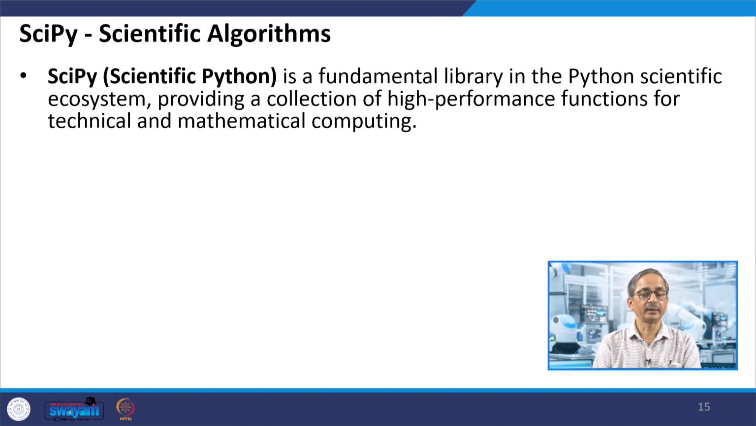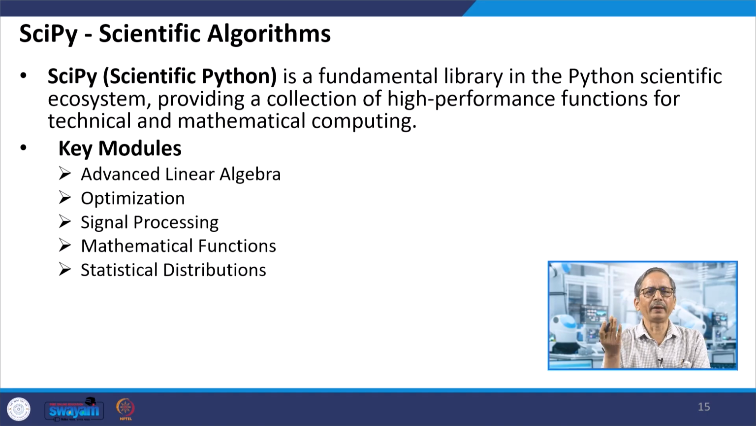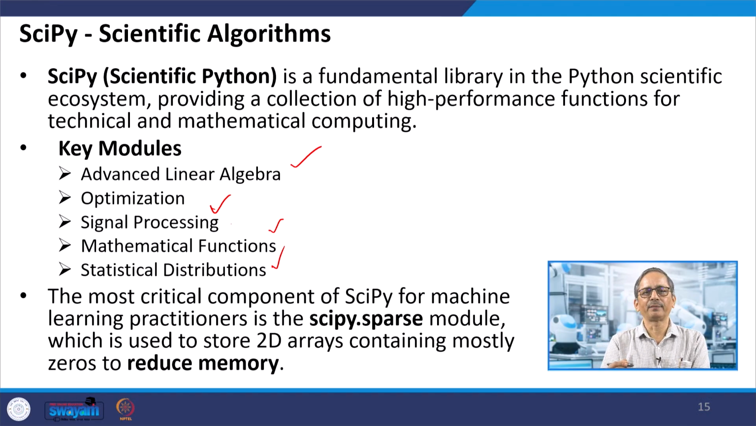Okay, next let us look at SciPy, scientific algorithms. As I said, it's a fundamental library in the Python scientific ecosystem, which provides a collection of high performance functions for technical and mathematical computing. There are key modules in it, say for linear algebra, optimization, signal processing, mathematical functions and statistical distributions. The most critical component of SciPy for a machine learning practitioner is the SciPy sparse module, which is used to store 2D arrays containing mostly zeros to reduce memory.